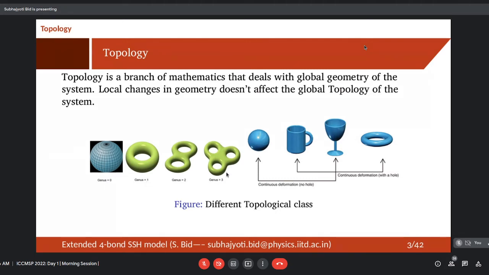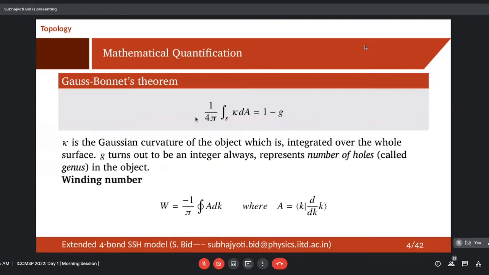Whatever I have told till now is captured in a formula called the Gauss-Bonnet theorem. It states that if we integrate the Gaussian curvature, kappa, over the whole closed surface of the object and divide it by 4 pi, we always get an integer value, 1 minus g, that is, 1 minus the genus, where the genus is the number of holes of the system. So if I do it for a sphere, the answer will be 1, so g is 0. A sphere has no holes in it.